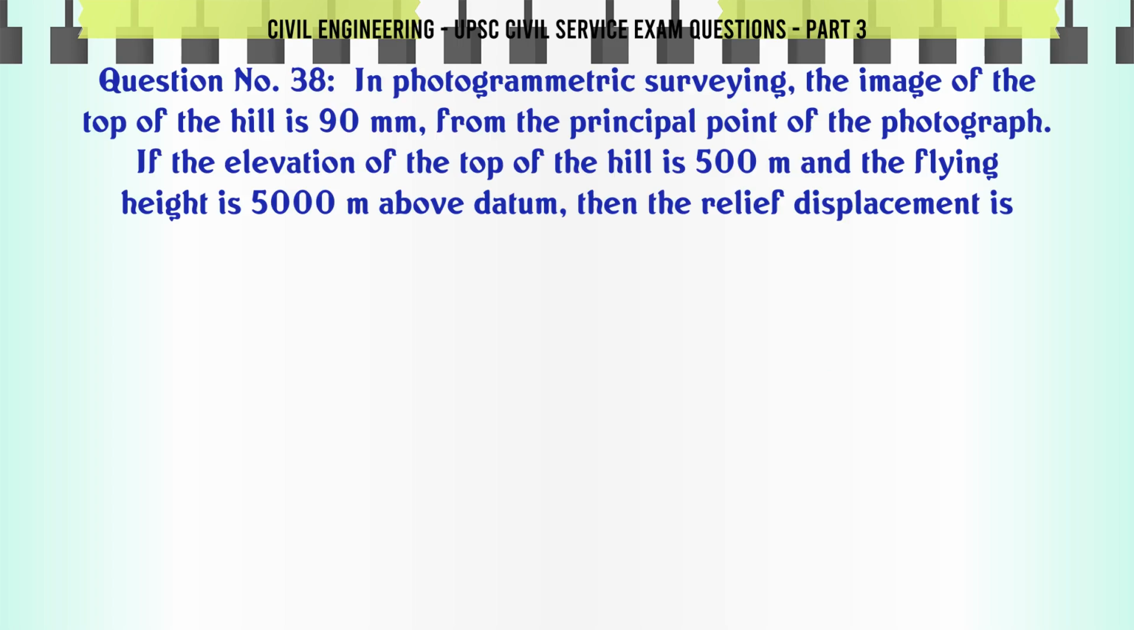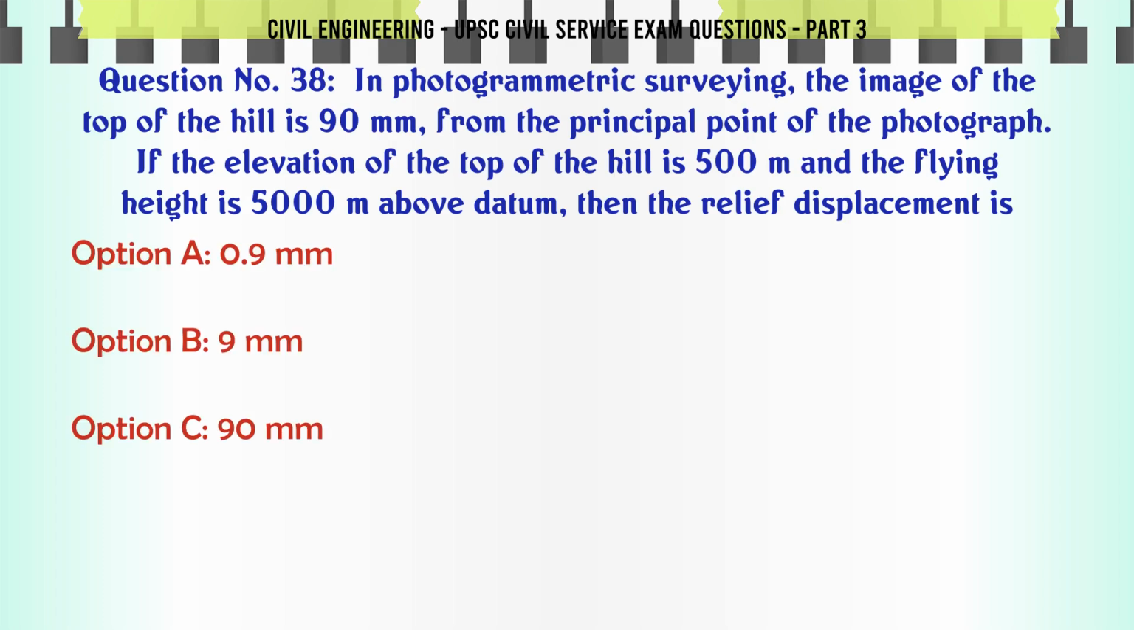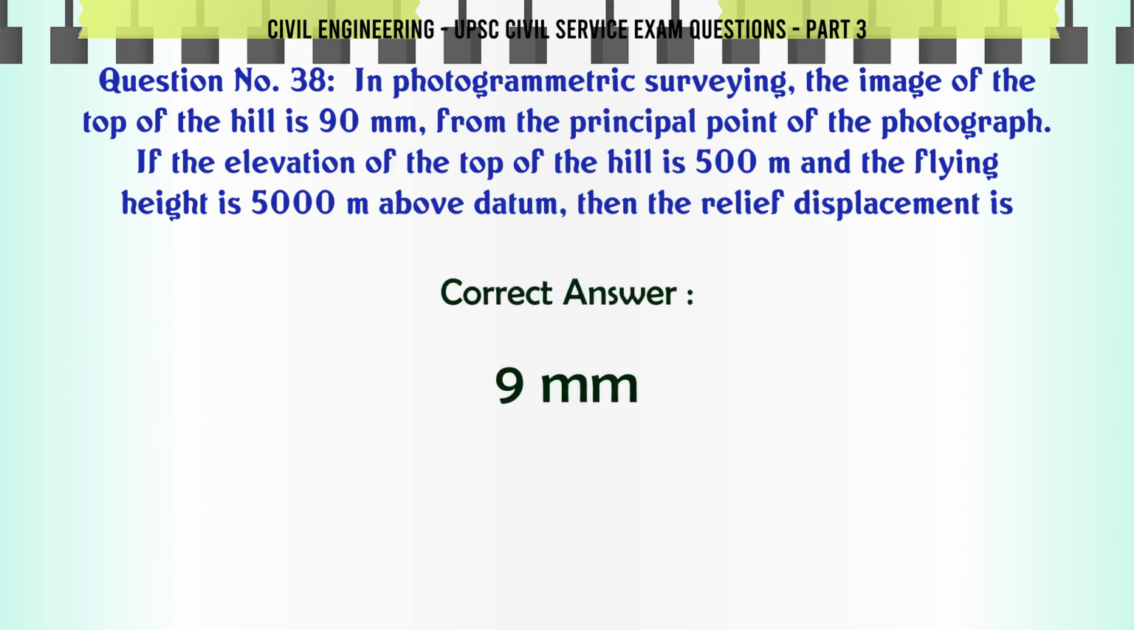In photogrammetric surveying, the image of the top of the hill is 90 mm from the principal point of the photograph. If the elevation of the top of the hill is 500 m and the flying height is 5000 m above datum, then the relief displacement is A 0.9 mm, B 9 mm, C 90 mm, D 900 mm. The correct answer is 9 mm.